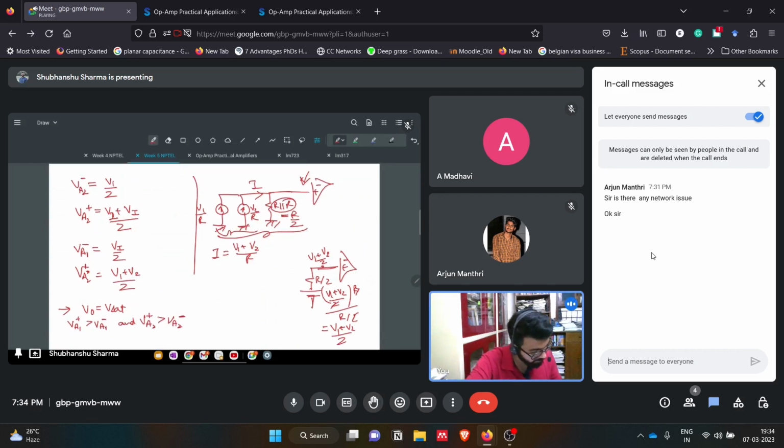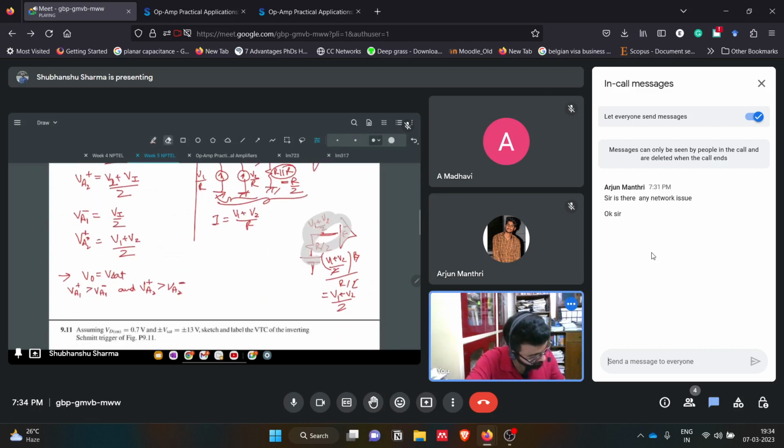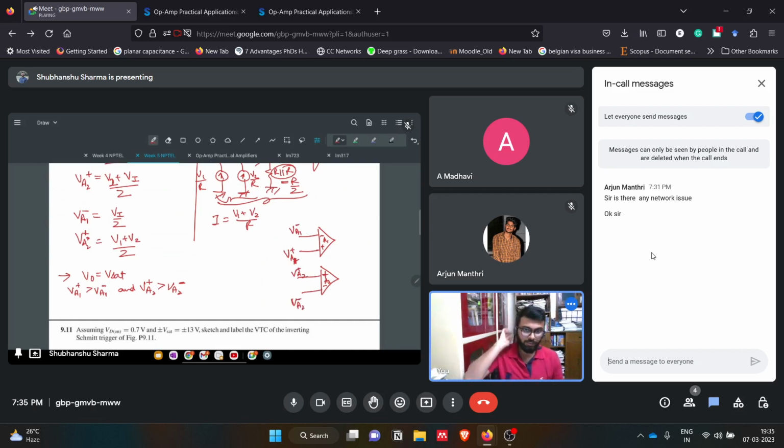I will write it here. So we have the comparators like this. Two comparators we have, minus plus and plus minus. This is A2, this is A1. So this voltage is VA1 minus, this is VA1 plus, this is VA2 plus, and this is VA2 minus. These are the input voltages at these two, then we have V naught. Basically, it is looking like this.